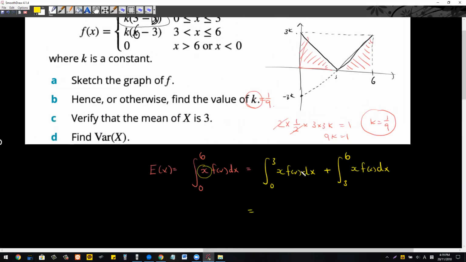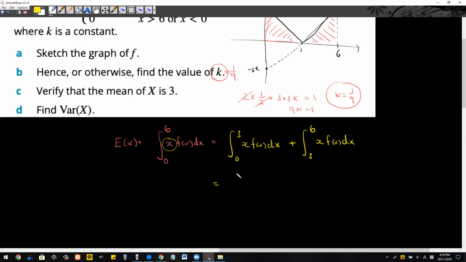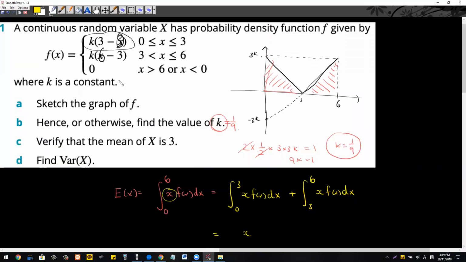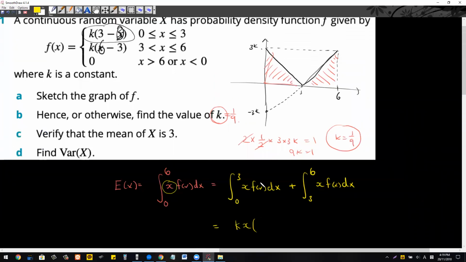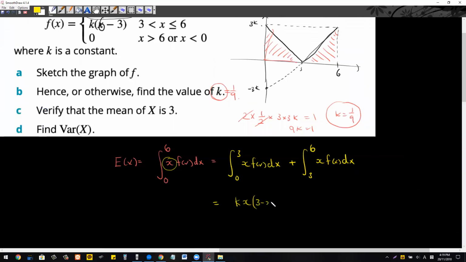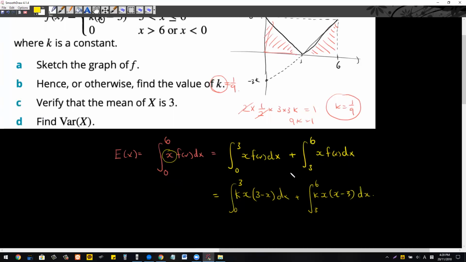Yeah. That's what I was thinking. So now we can write this one as x here, and f of x is at k. We already found k, right? And then 3 minus x, integral 0 to 3 dx. This one's also k times x minus 3, 3 to 6 dx. Understand?